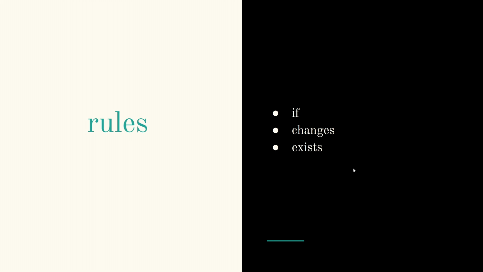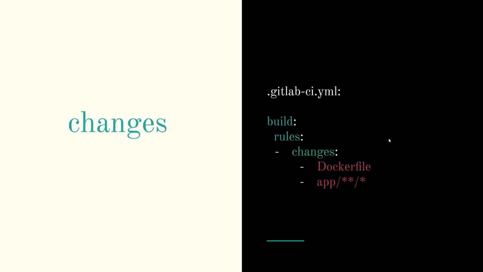Within the rules, you can use these clauses. If statement is self-explanatory, I think. With changes, you can check if files have been changed, and exists checks if there are specific files. I've shown you an example with if before, so let's check other clauses. One of them is changes. Using this keyword, it's possible to create or hide a job based on an array of files or catalogs. In this example, we want to run this job only when something has been changed in Dockerfile or app catalog.